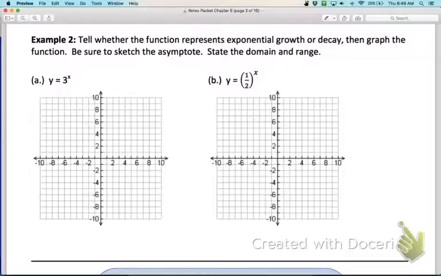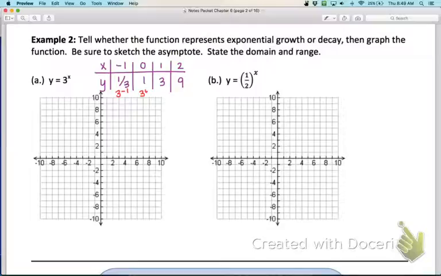So what we're going to do is we're going to set up a table, and because I'm kind of pressed for space, I'm going to do a horizontal table here. So what we want to make sure we do, a good range is going to be -1, 0, 1, and 2. That will be plenty for me to get a good idea of what the shape is. So 3 to the -1 power, remember that's going to flip over, so I get 1/3. 3 to the 0 power, anything to the 0 power is 1. And then the rest of them are pretty easy. 3 to the first power is 3, and 3 to the second power is 9.